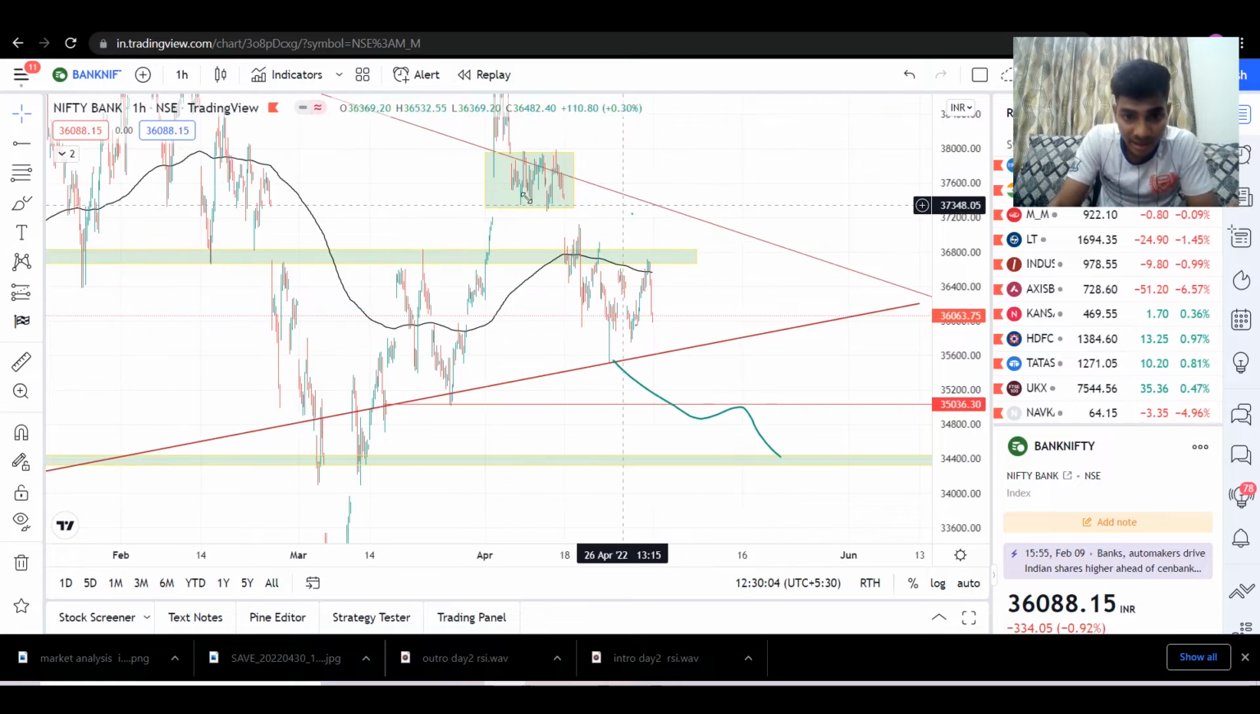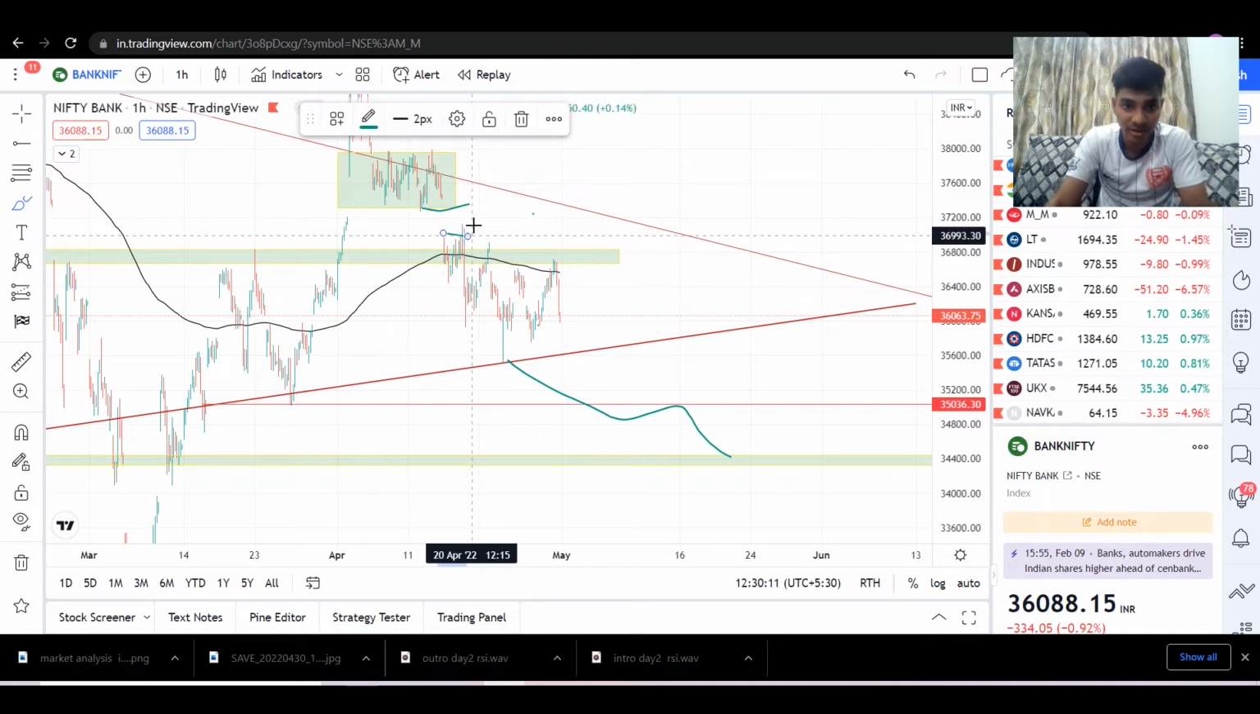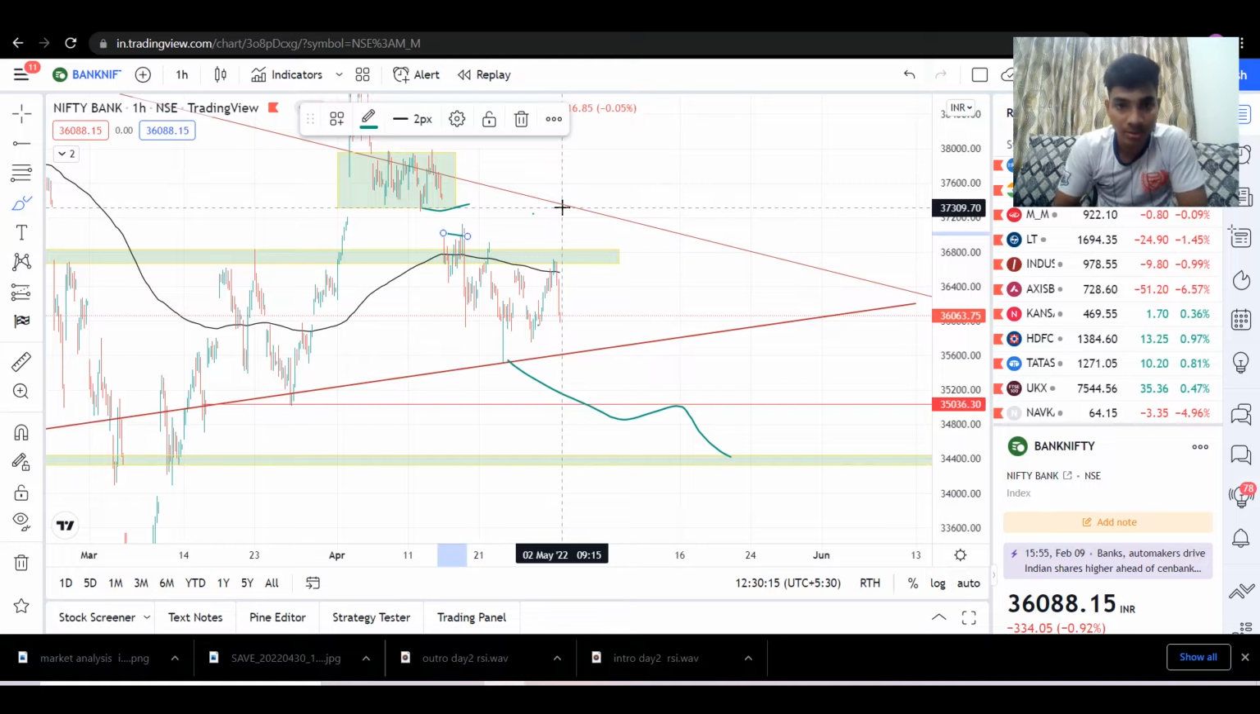that is 37,237. But why that target? Because you can see that Bank Nifty has a gap over here. This gap has yet to be filled. So until this gap is filled, you can take the target, and you can book your profit.